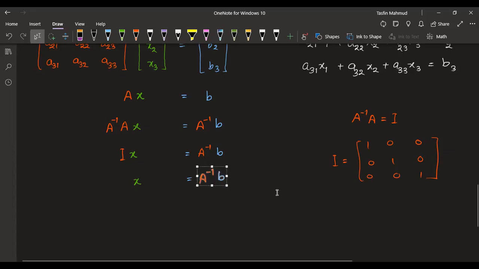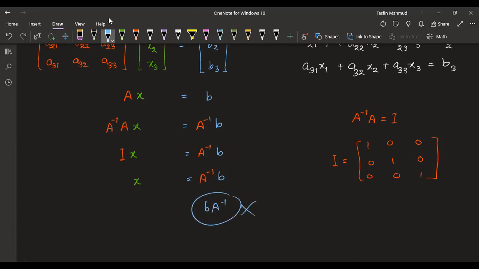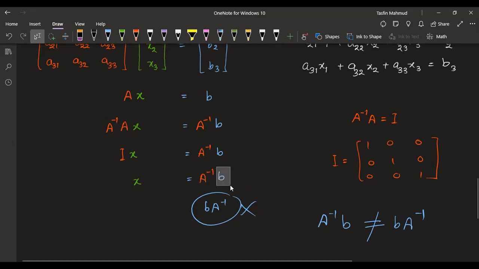And we have to follow the order as well. Like if someone tries to do this, B A inverse, it would be wrong. Matrix multiplication is not commutative, right? Commutative means A inverse B will not be equal to B A inverse. This is true for matrices. It might be equal in some special cases, but in general this is not true. That's why you have to follow the order as well. You have to multiply A inverse with B in this order, not in this order. It would be wrong. Okay.